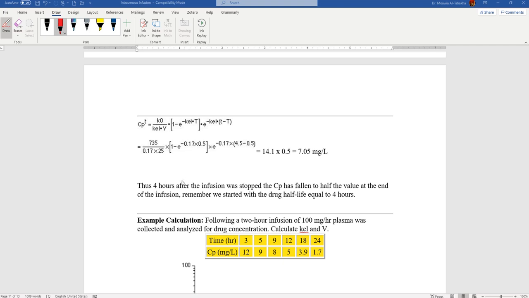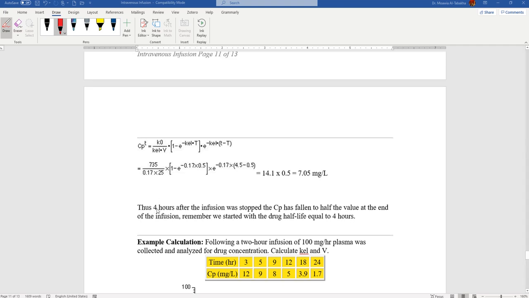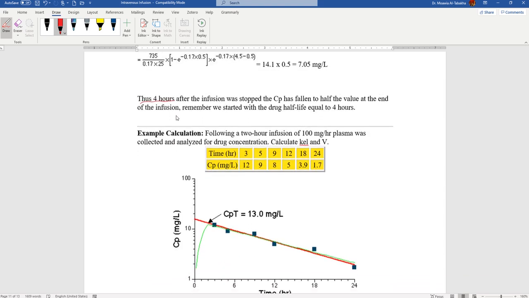after 4 hours, which is actually the half-life of the drug, I expect the concentration to be half the concentration when I stopped. Because if you go back to the original question, you will see that theophylline has a half-life of 4 hours.